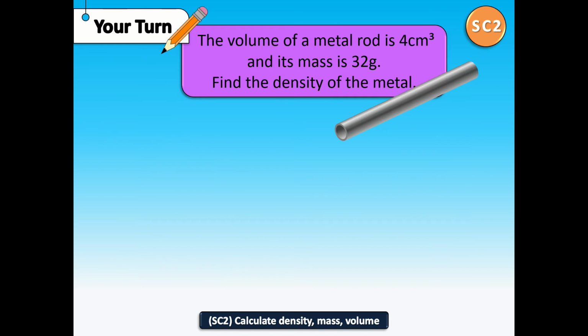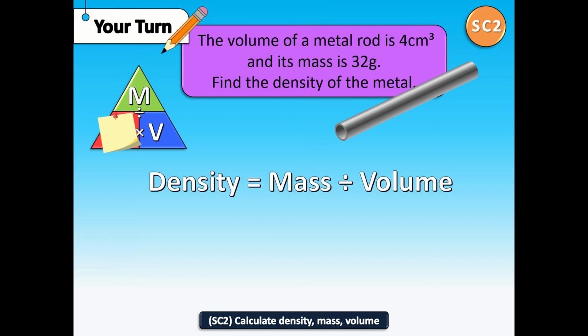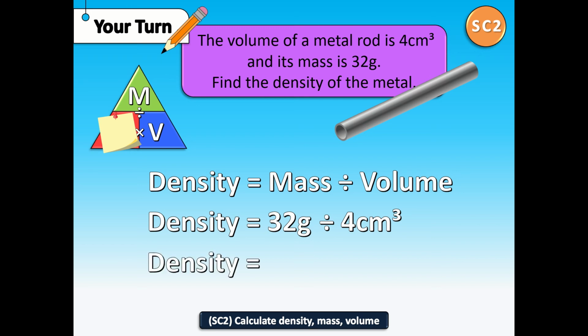Here's a question for you to have a go at. Pause the video, and when you're ready to see what you should have done, press play. In this question, we want to find the density of the metal. So we use our formula triangle, and we cover up D for density. That tells us to do mass divided by volume. The mass is 32 grams and the volume is 4 centimetres cubed, so the density is 8 grams per cubic centimetre.